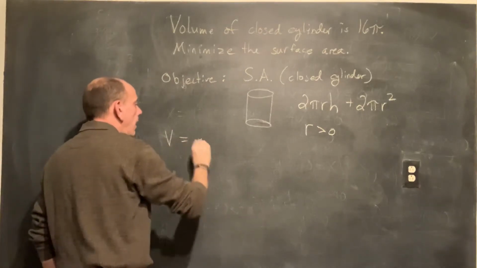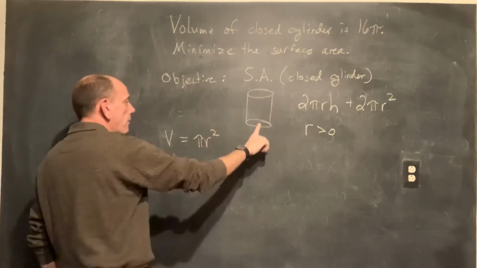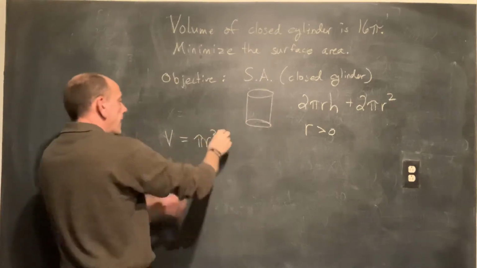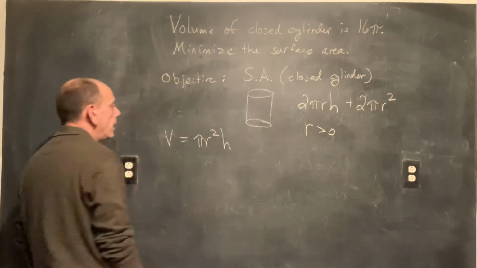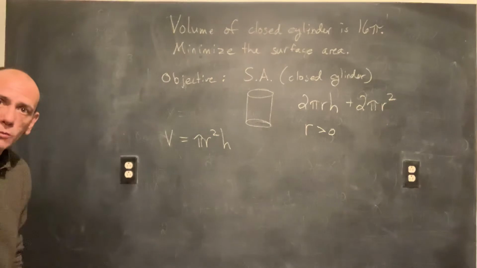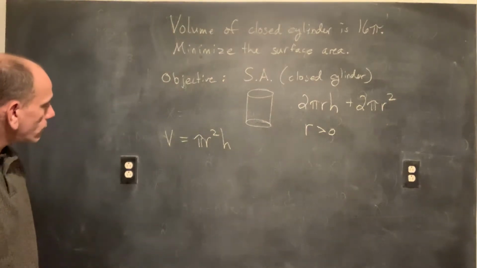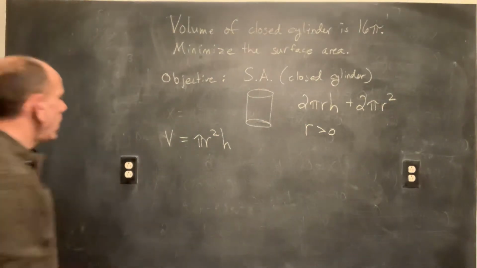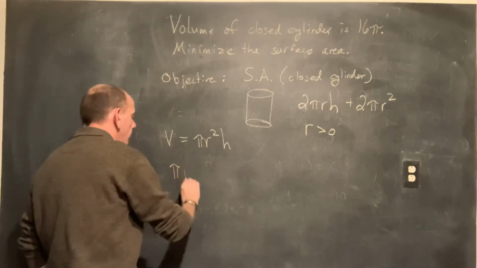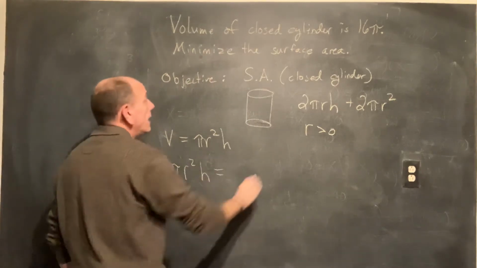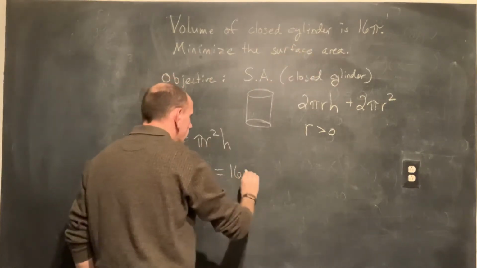The volume is pi r squared. Grab the area, all of it, and drag it up by h. Pi r squared h. That's the volume of a cylinder. And I say, okay, well, the volume of the cylinder, whatever pi r squared h is, that has to be 16 pi.